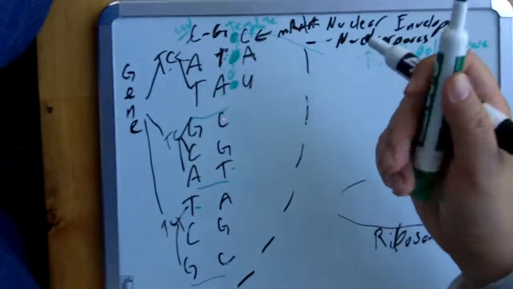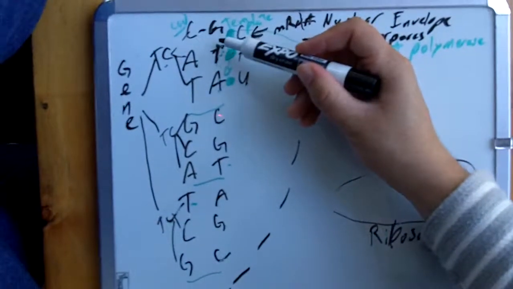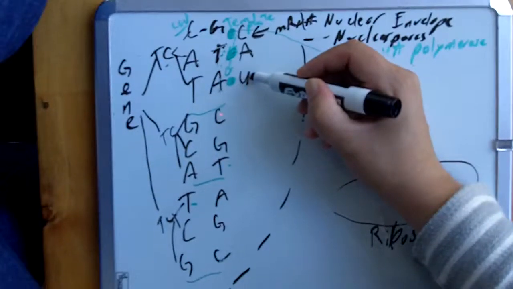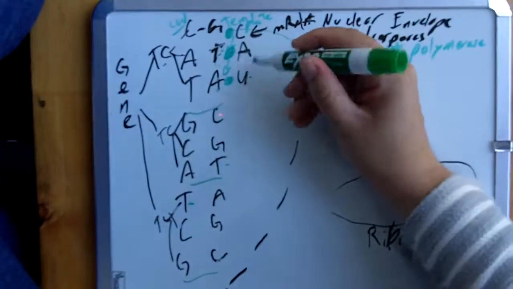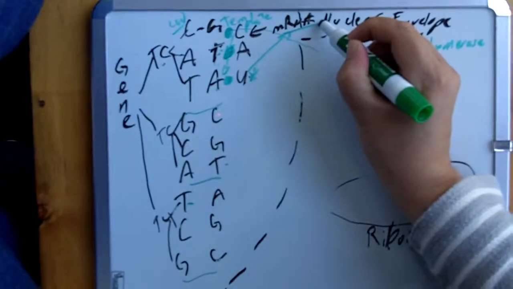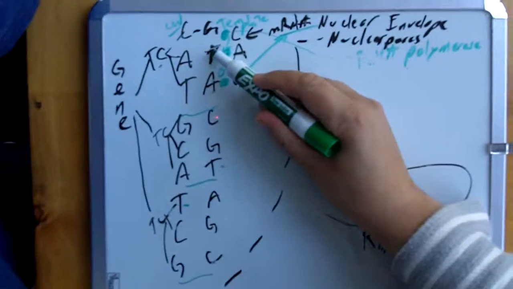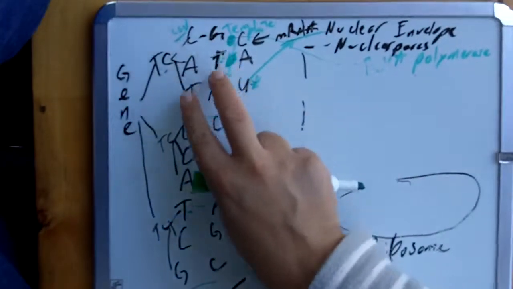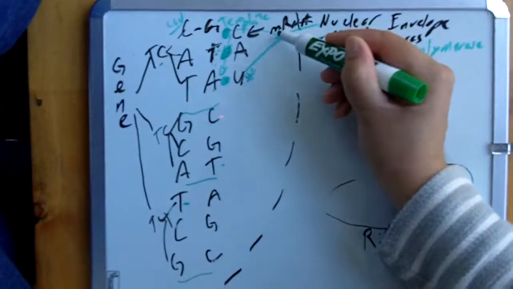Okay, so let's review this. Can DNA have U in it? And the answer is no. It can only have the letter T. But can RNA have the letter U in it? And the answer is yes. So if you ever see something with the letter U, it must be RNA. If you see the letter T, it must be DNA. So these two strands here are DNA, and we're creating a new strand of RNA. What type of RNA? Messenger RNA.